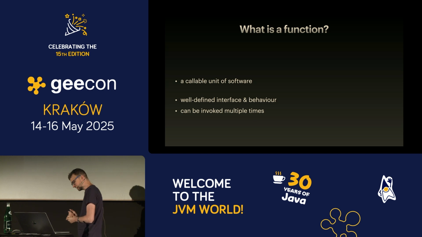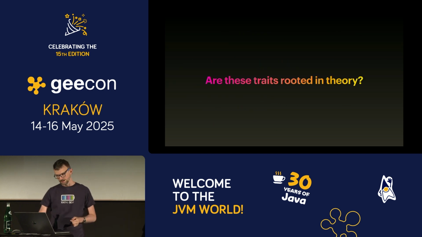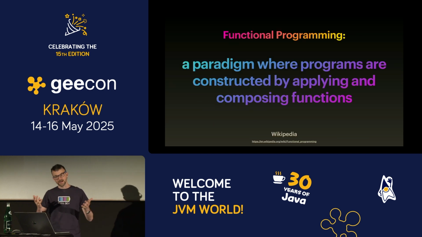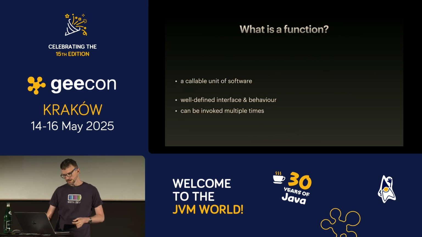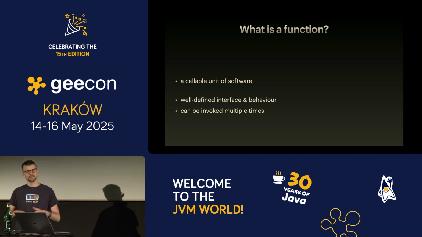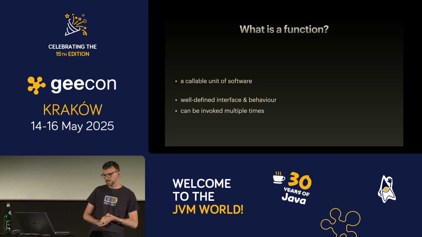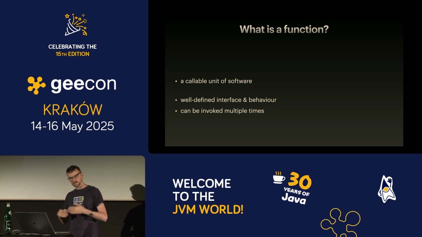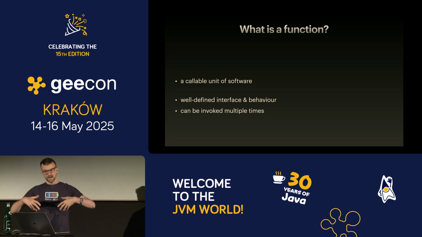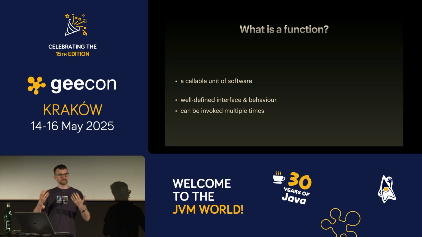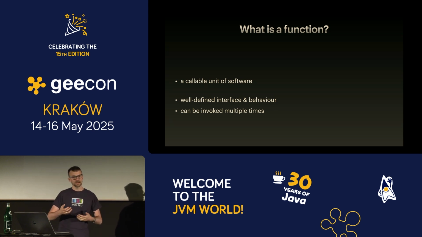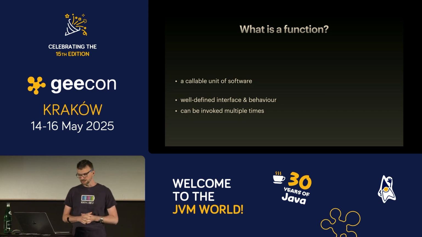But then, going back to the definition over here, we apply and compose functions, right? But then you can wonder what really is a function. Again, we can go to Wikipedia, and I think it's a good definition that a function in a programming language is a callable unit of software. It's something you can call many times. It's something that has a well-defined interface and a well-defined behavior, so you know what to expect. I guess that's a reasonable description of a function in a programming language.